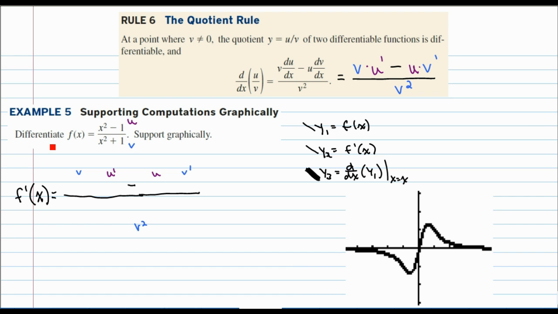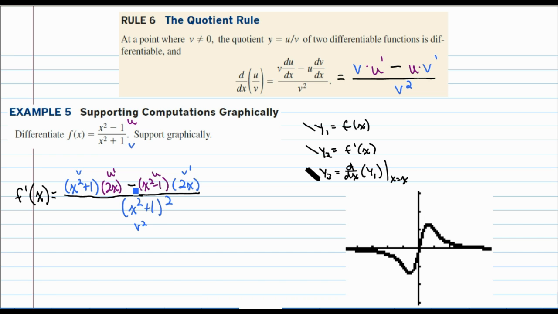So example 5 asks us to differentiate this quotient and then support it graphically. So we will. F prime of x equals, so here's my denominator that I'm going to see first up in the numerator, x squared plus 1. Now the derivative of u, so u prime, is just going to be 2x minus, now u, the numerator, before the derivative was taken of it, was x squared minus 1. And then v prime, the derivative of the denominator, is 2x. All over, now the denominator squared, so that's x squared plus 1 squared.